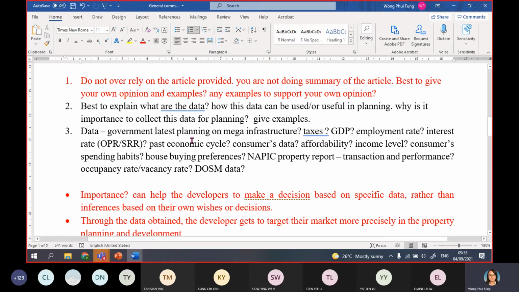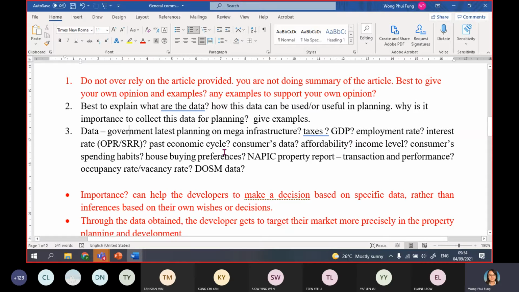Okay, so what are the data? Let's say the government's latest planning, latest policy, the taxes, new tax or tax cut, GDP, employment rate, interest rate, past economic cycle, consumer data and their affordability, income level, spending habit, their preference. All these data are very important to the developer in their planning. So you can use this as the example of the data.